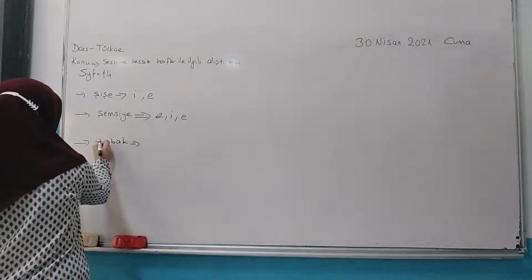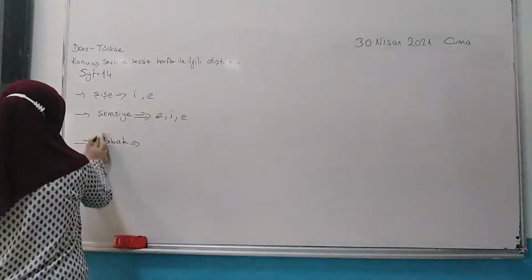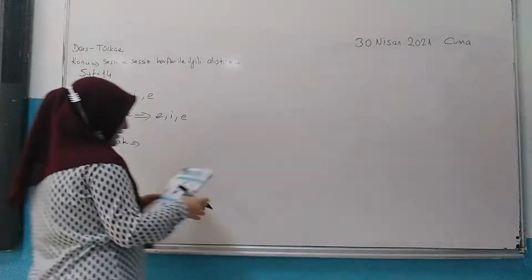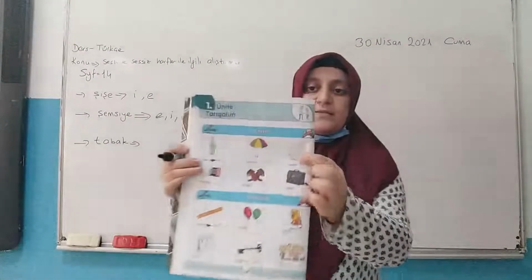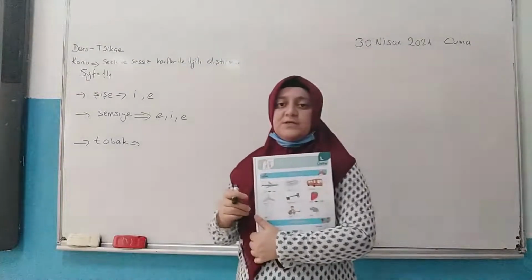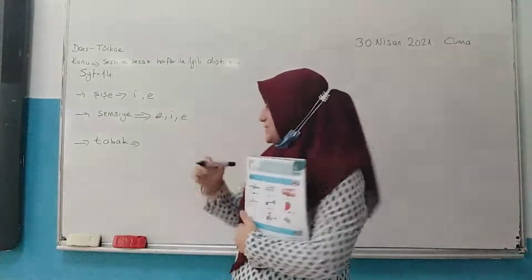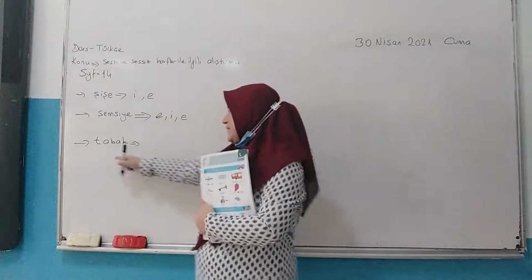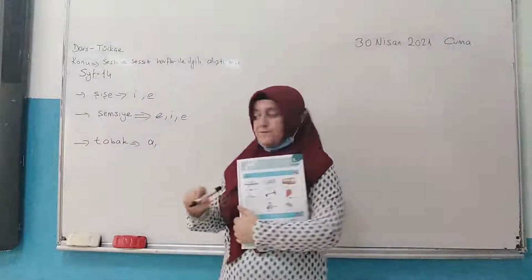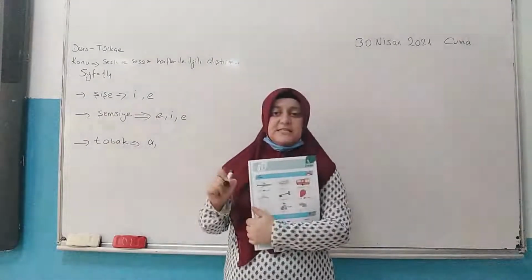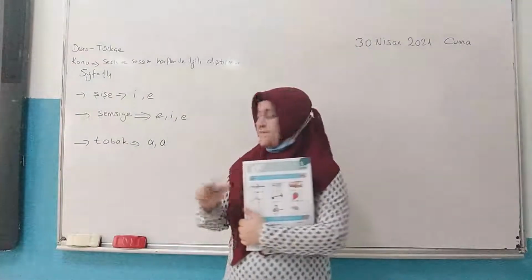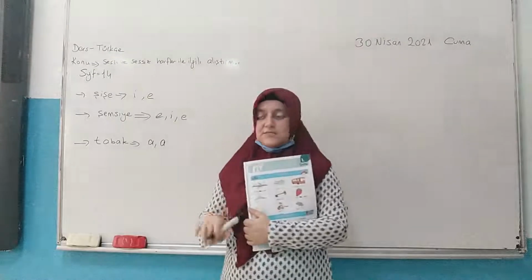Now I am going to write another word. Tabak. As you see, it is a plate. Tabak means plate. A kind of material for putting food on it, okay, inside it. Tabak. T, sessiz harf. A, sesli, vowel. B, sessiz, consonant. A again, sesli harf. K sessiz. Okay?